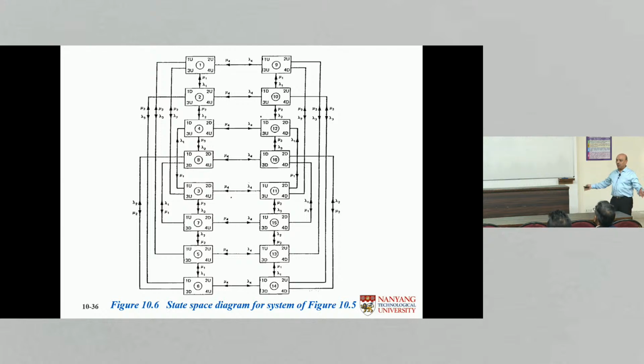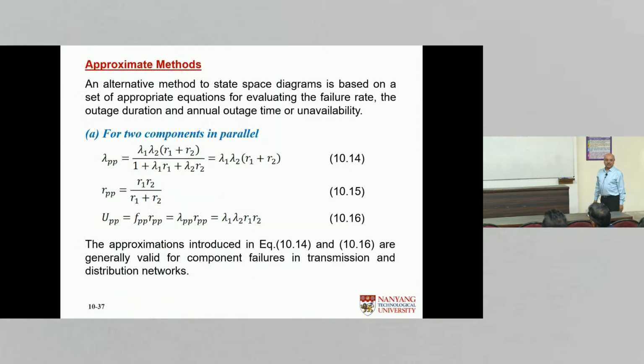And then of course there are all the other states where there's either 1 component down or 2 down or 3 down, correct? That's what it is, isn't it? So this is a complete enumeration. We call it a state space diagram. It can become unwieldy: assuming 100 components, 2 to the power 100, it's impossible to use state space diagrams. That's why we always rely on approximate techniques, right? So we talk about approximate methods to calculate such a feeder.